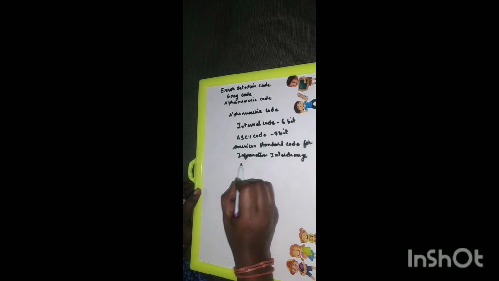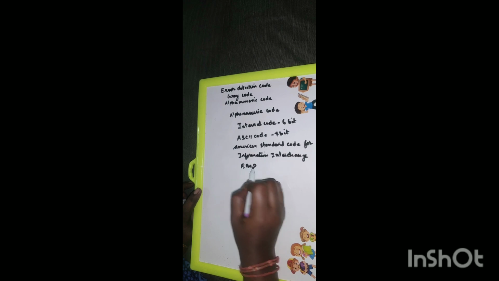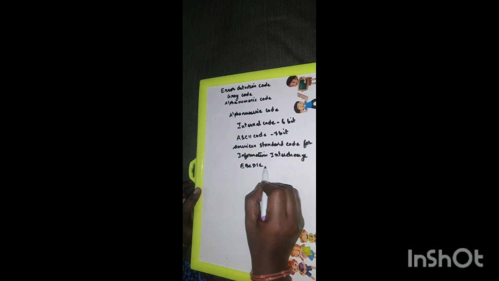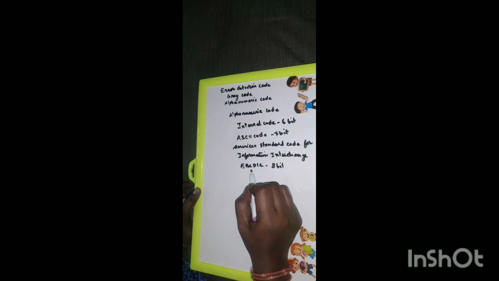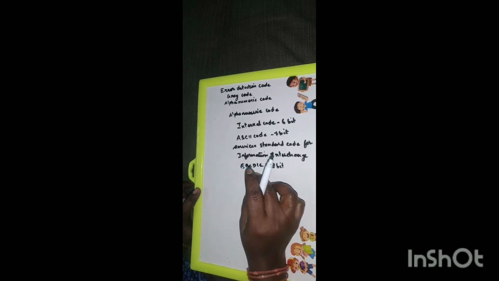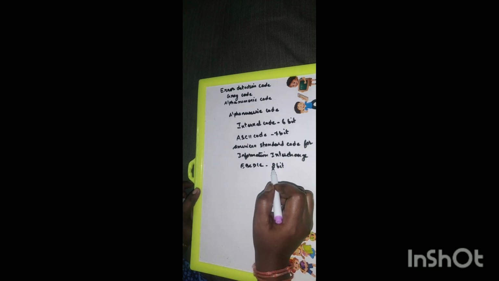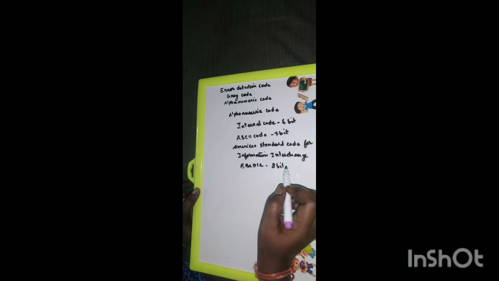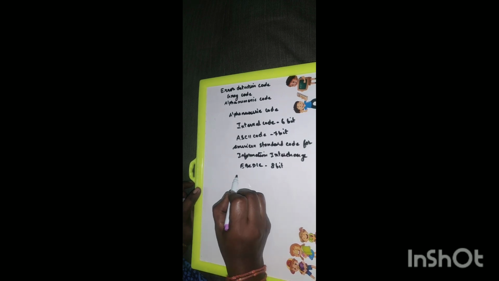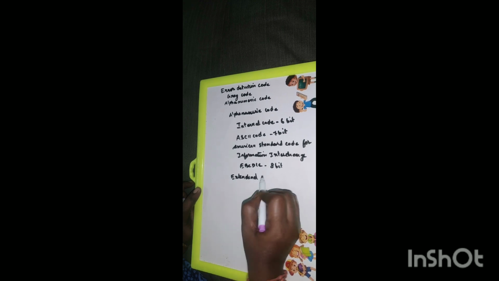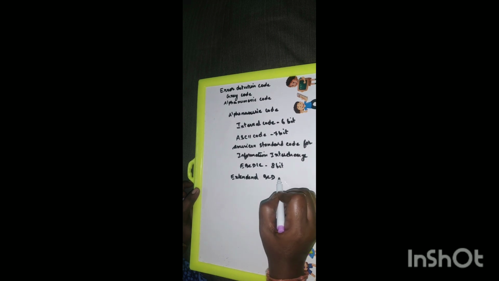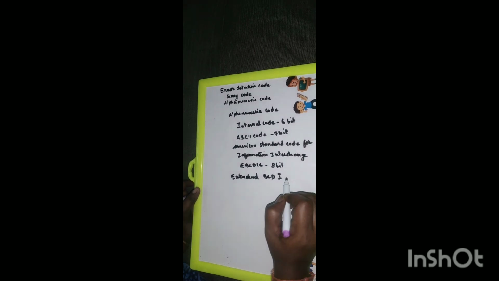The next is EBCDIC code, EBCDIC. It is an 8-bit code. It is also used to represent alphabets, numbers, special characters, blank space, etc. It is an 8-bit code. The 8th bit is used as the parity bit. The expansion of EBCDIC code is Extended BCD Interchange Code.